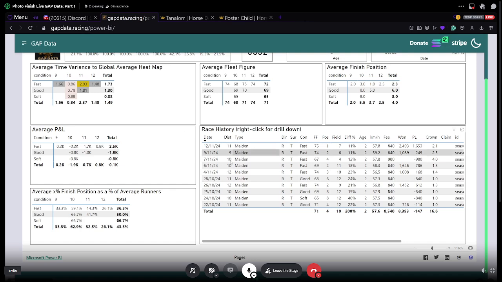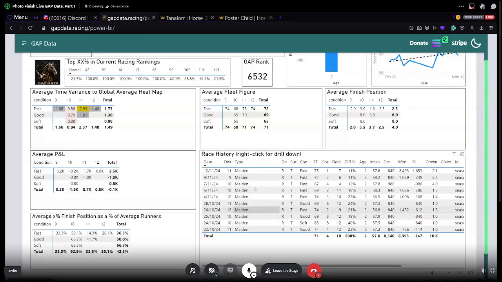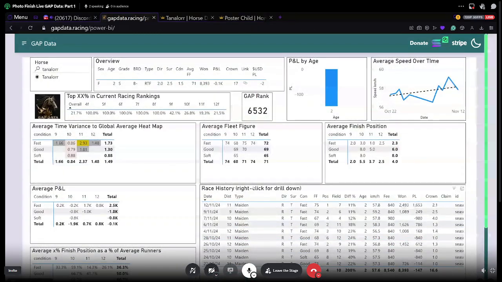You only ran maidens, and honestly, I think if you run this horse anymore, you're just going to lose money on it, because if you can't beat maidens in 10 races, you're probably not destined to win much money.